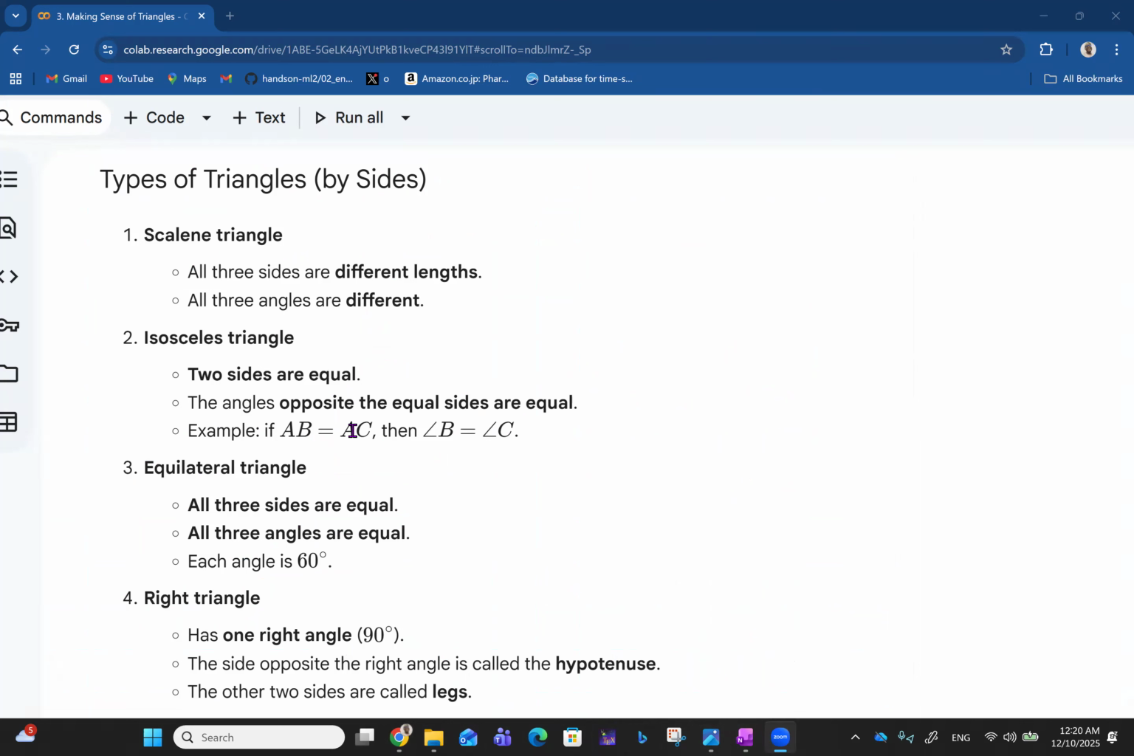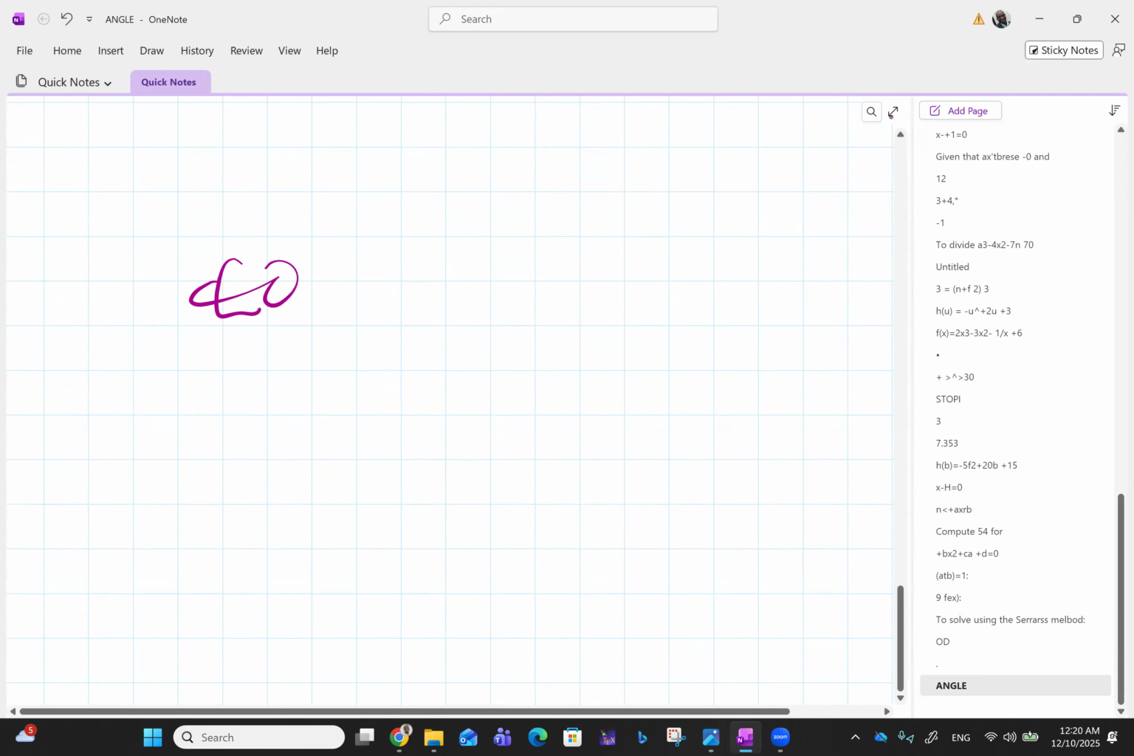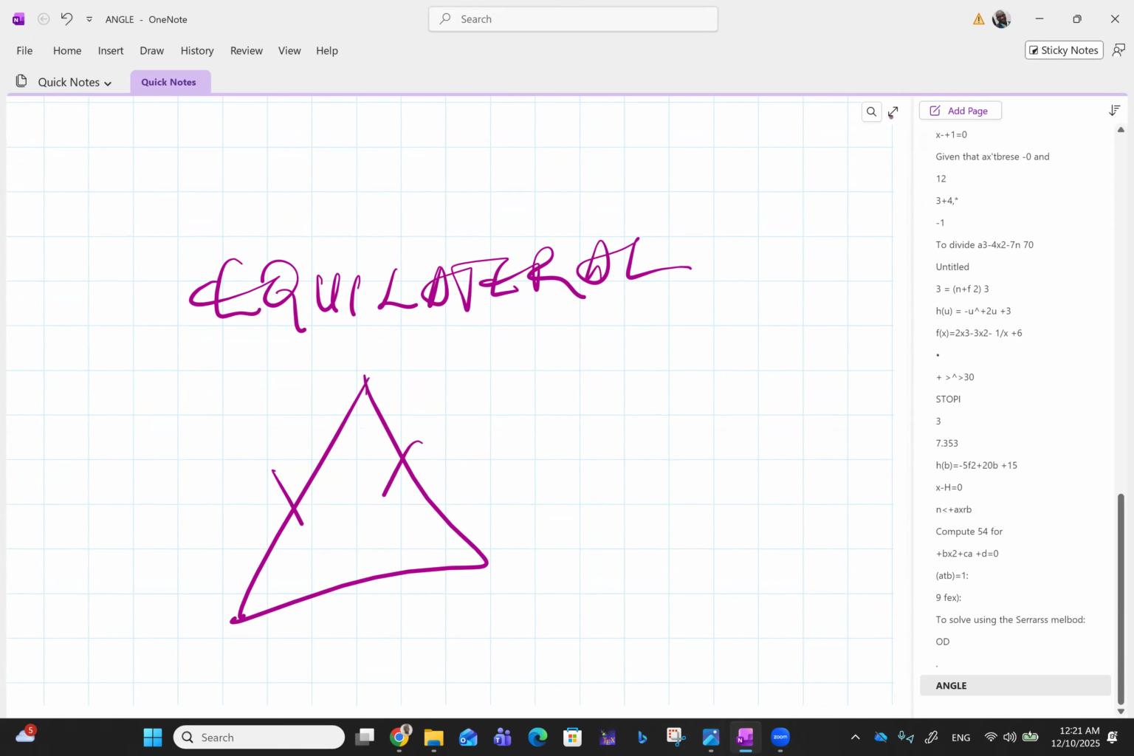So now we have the third one to be equilateral triangle. All three sides are equal. All three angles are equal. Each angle is 60 degrees, right? So for equilateral, all three sides are equal. So you have equilateral triangle. All three sides are the same. All the three angles are also the same.